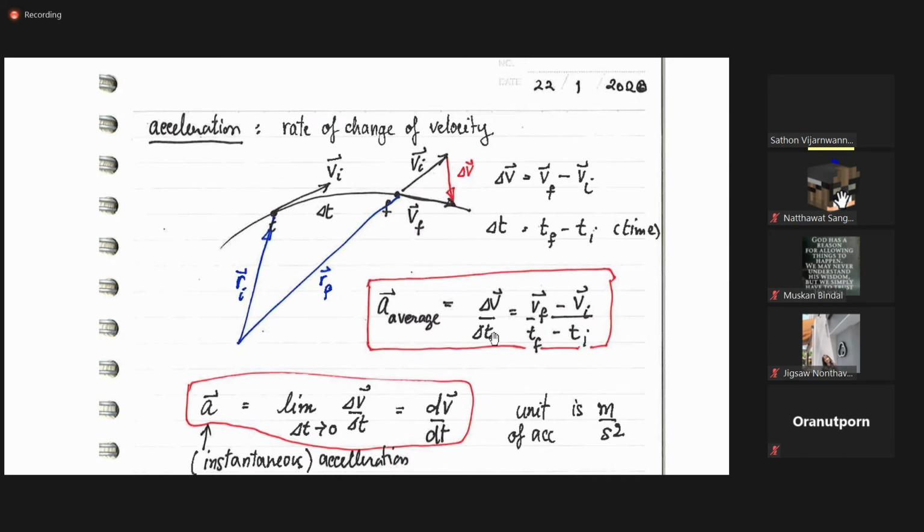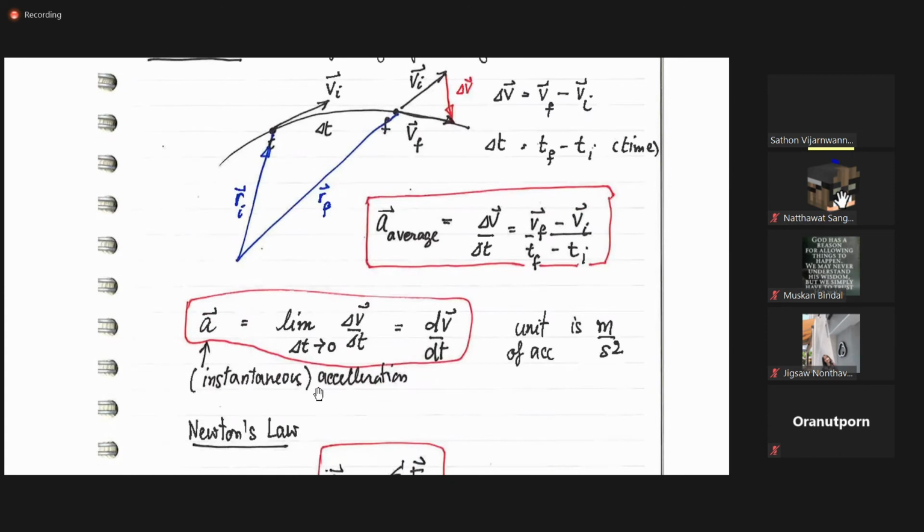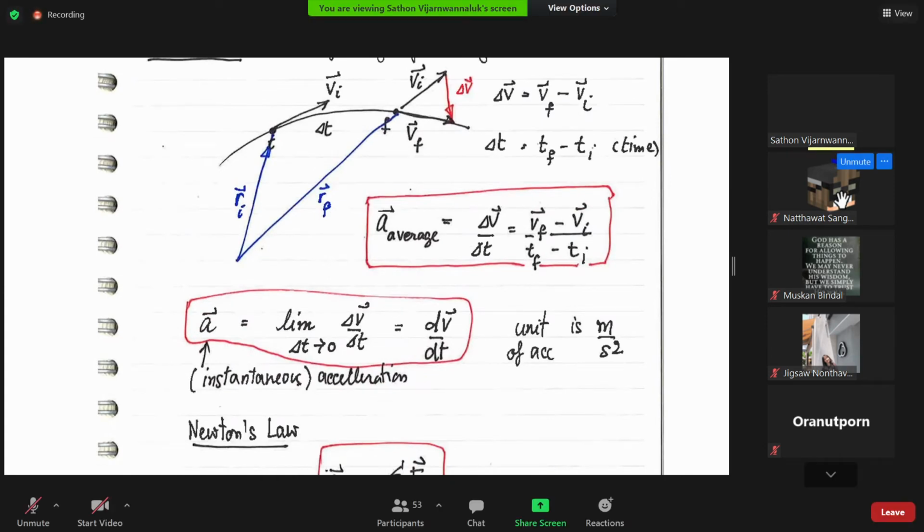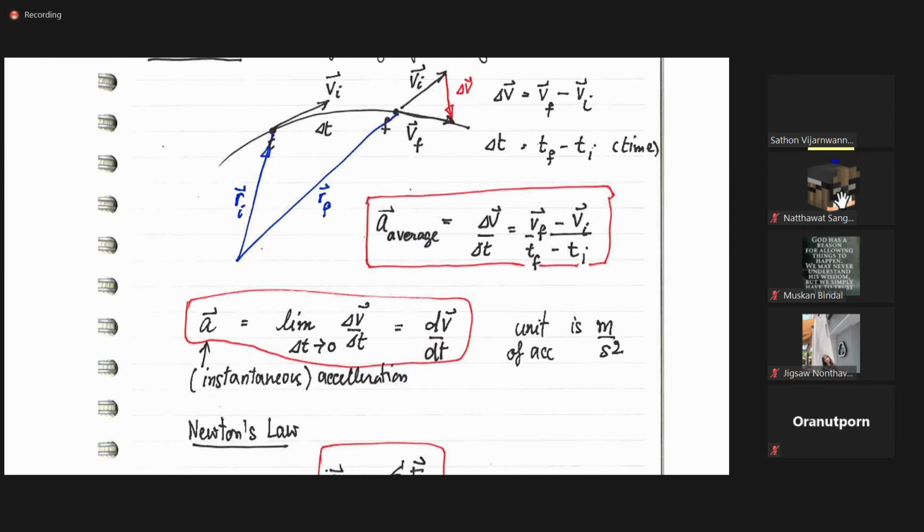So it's delta V divided by delta T, or Vf minus Vi over Tf minus Ti. And that's the definition of the average acceleration. However, if you continue to reduce the time delta T to 0, after you reduce that by some point, the acceleration will become instantaneous acceleration. So it's the rate of change of velocity when the time change is approaching 0.